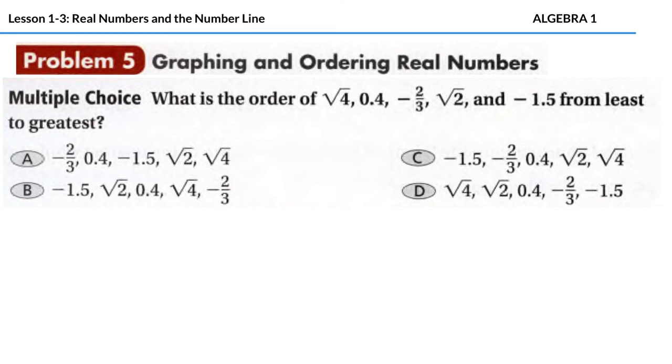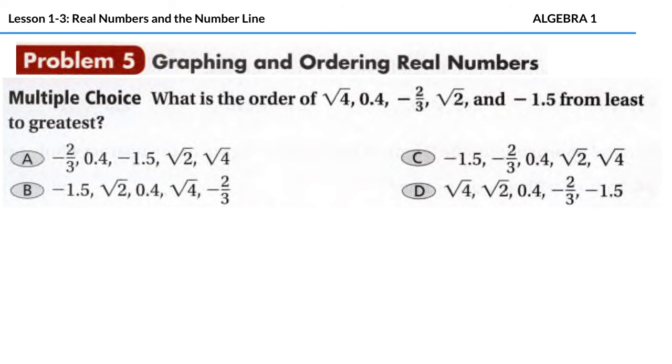Let's try another one. It's a multiple choice question. You're supposed to choose the correct answer. What is the order of square root 4, 0.4, negative 2/3, square root 2, and negative 1.5 from least to greatest? You must arrange the numbers from least to greatest. The first step is to change all those non-decimal numbers into decimals. So let's do that first.